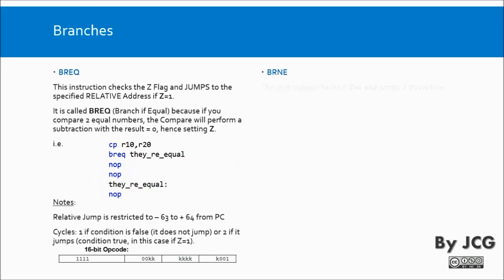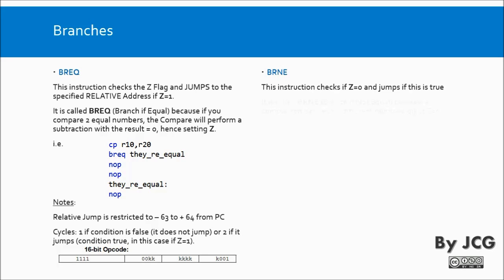The cycles of these operations are somewhat similar to the skips. However, we only have two possibilities. So it's going to take one cycle if the condition is false. It means that if it does not perform the jump, it's going to take one cycle, or it is going to take two cycles if it actually jumps. In this case, if zeta is 1, the condition is going to be true.